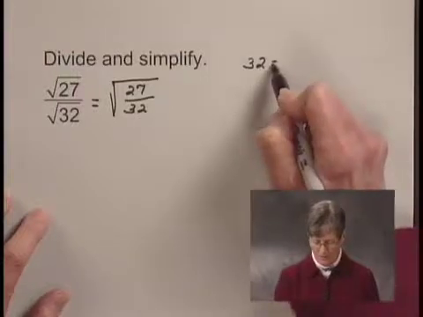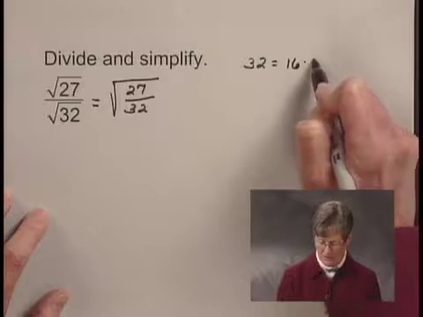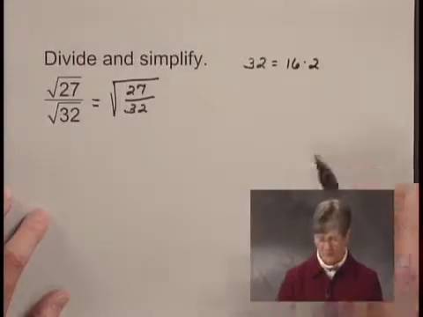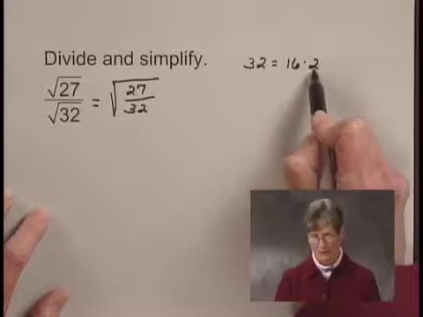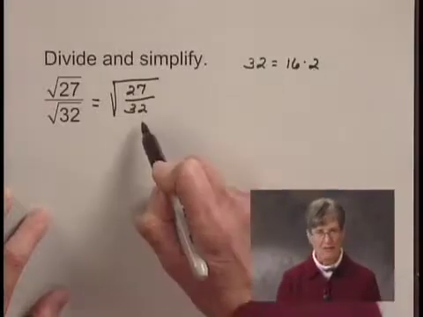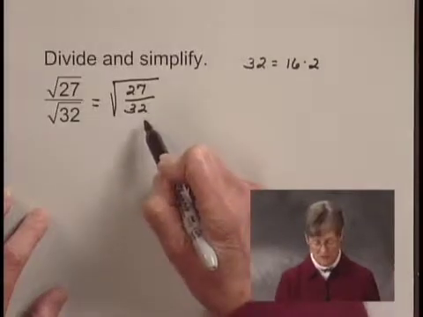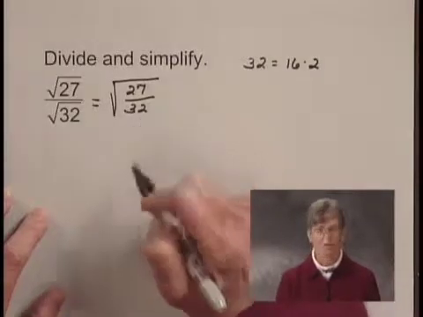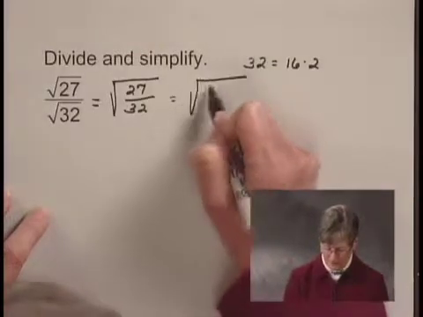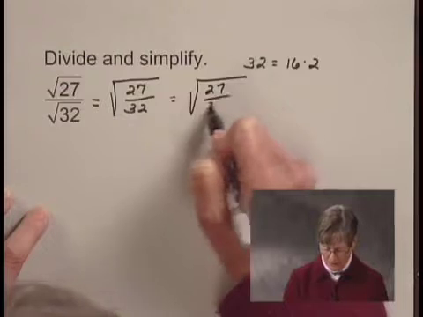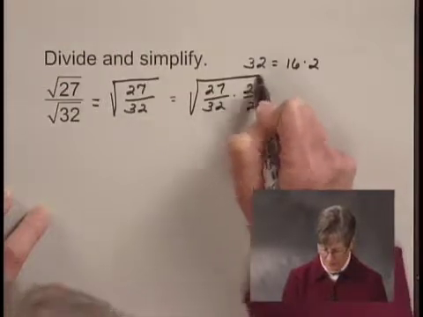32 has a perfect square factor of 16. 32 is 16 times 2. So since this is a perfect square, if we just had one more factor of 2, we would have a perfect square in the denominator. And that tells us that the simplest thing that we can multiply by to rationalize the denominator is 1 in the form of 2 over 2. So let's do that. We'll have 27 over 32 times 2 over 2.